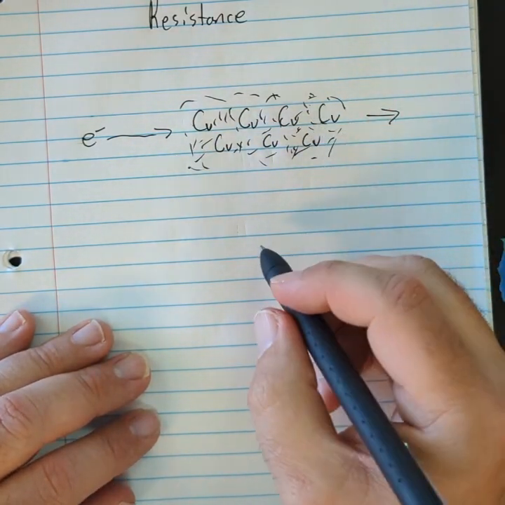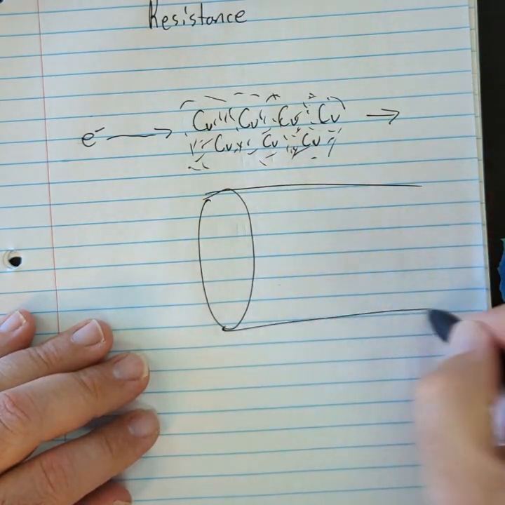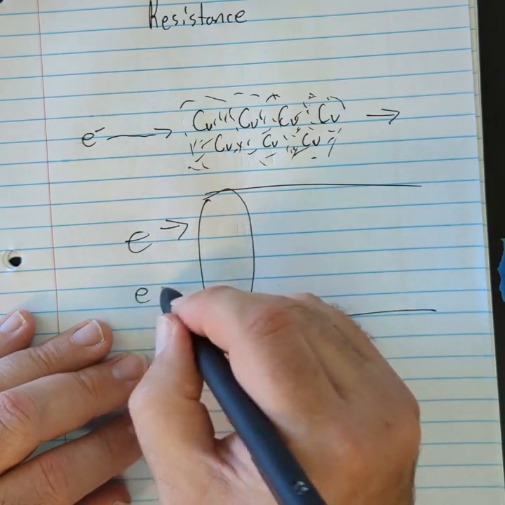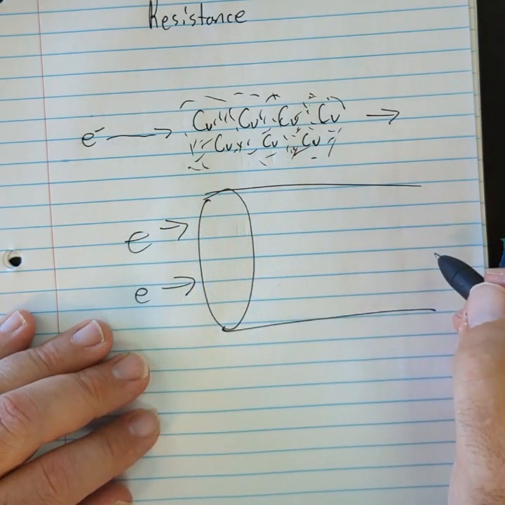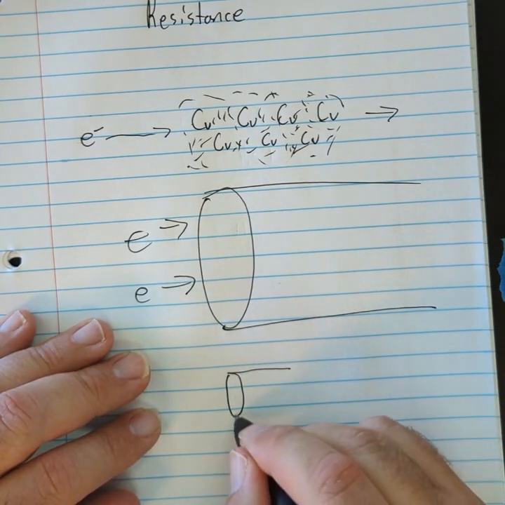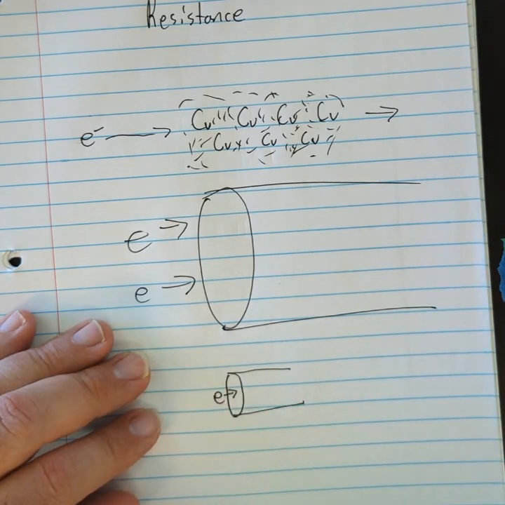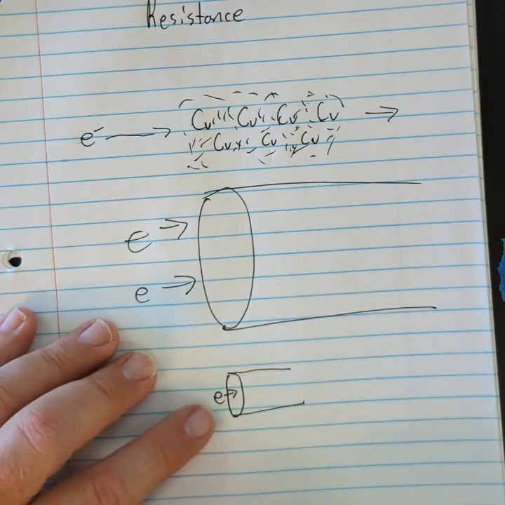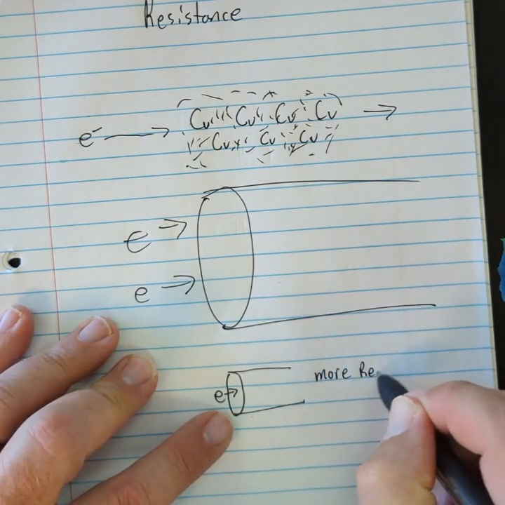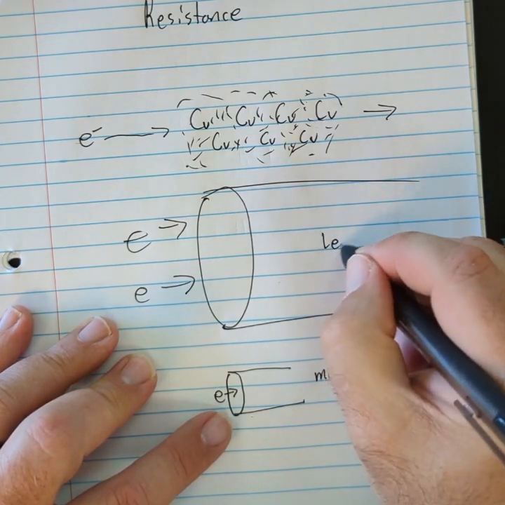Okay, now if you have a large diameter wire, then lots of electrons can flow through fairly easily. But if you make that wire smaller, then fewer electrons are going to be able to flow through it. So this small wire will have more resistance than this larger wire.